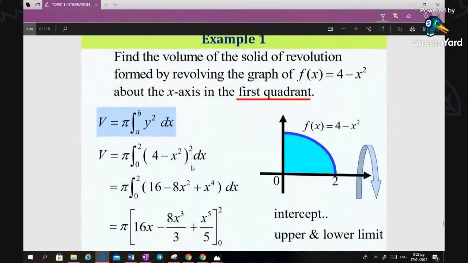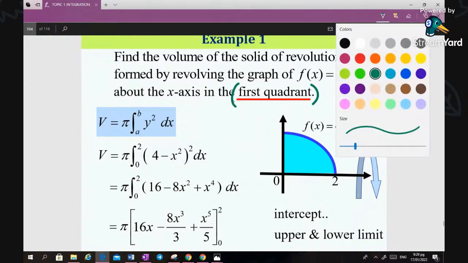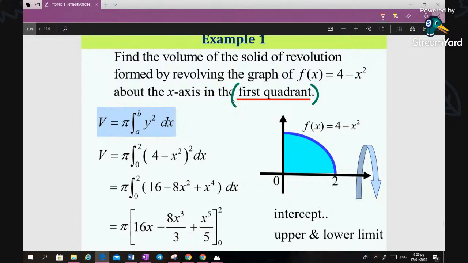Now let's take a look at example number 1. We need to find the volume of solid of revolution by revolving the graph of this function about the x-axis, only in the first quadrant. So first you need to take note: the question asks you to revolve about what axis. In this case, you want to revolve about the x-axis.